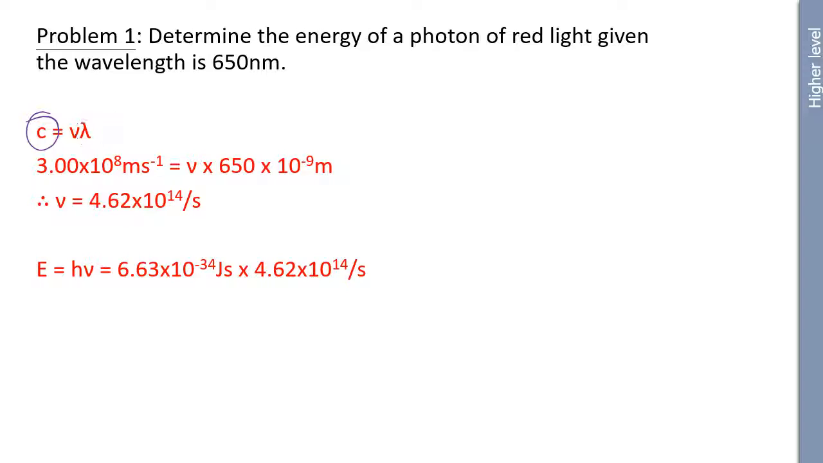Okay, I'll just rub out these things. So now we have the frequency, nu, 6.63 times 10 to the negative 34 joule seconds times 4.62 times 10 to the 14, because this is Planck's constant which you're given. So then, plugging in the numbers, you get the energy, which is 3.06 times 10 to the negative 19 joules.